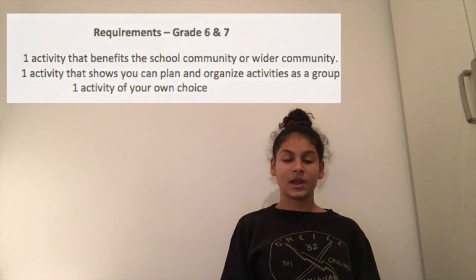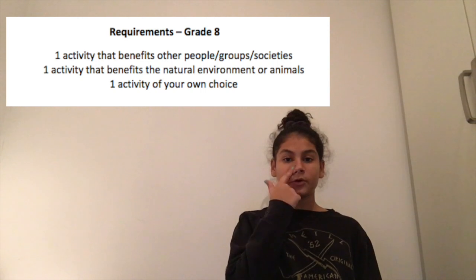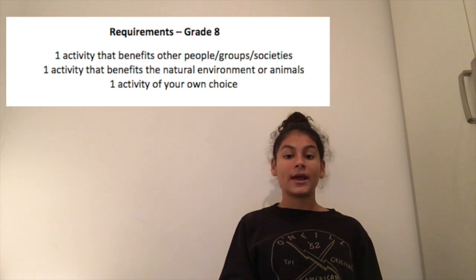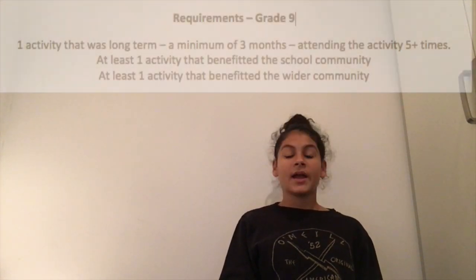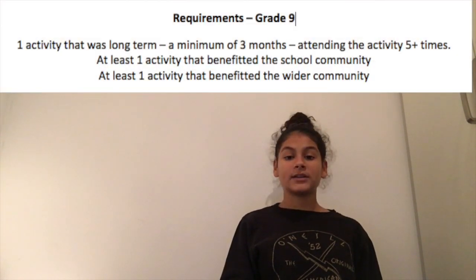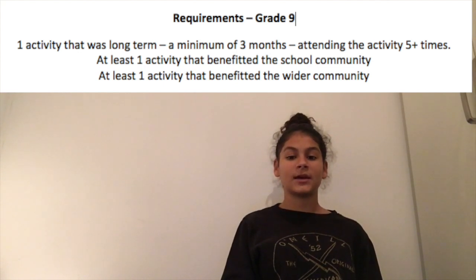their own choice. In grade 8, they have to have 1 activity that benefits people, groups, and societies, 1 activity that benefits the natural environment or animals, and 1 activity of their own choice. In grade 9, they need to have 1 activity that's long-term, a minimum of 2 months, attending the activity at least 5 times, 1 activity that benefits the school community, and 1 activity that benefits the wider community.